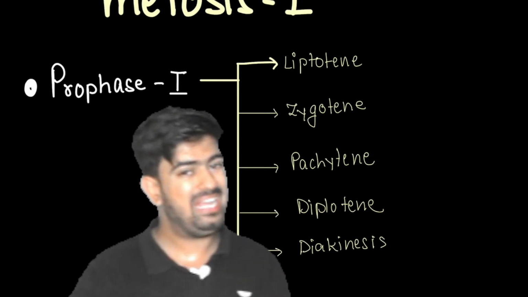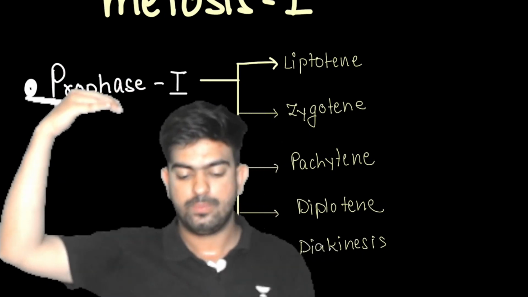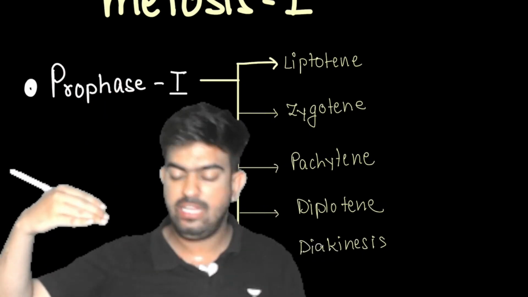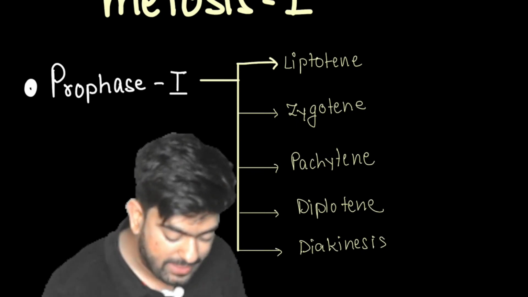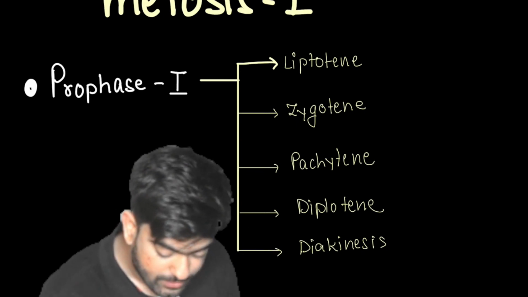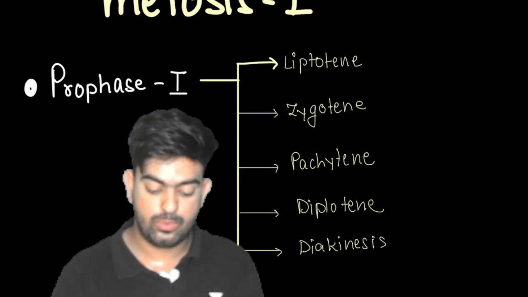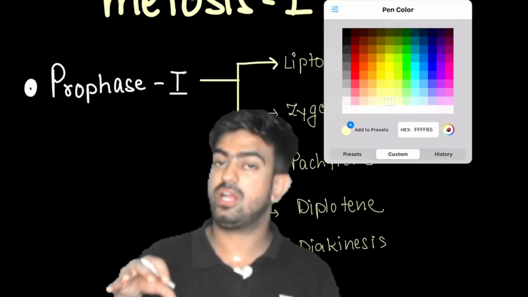Okay, let's revise it again. Leptotene, zygotene, pachytene, diplotene, and diakinesis. Clear? Now, what happens in this thing? Here, we are going to have maximum questions. The majority of the questions are going to come from this part.